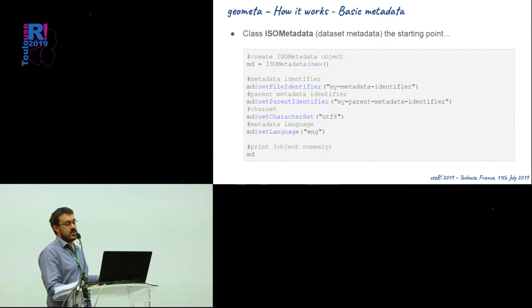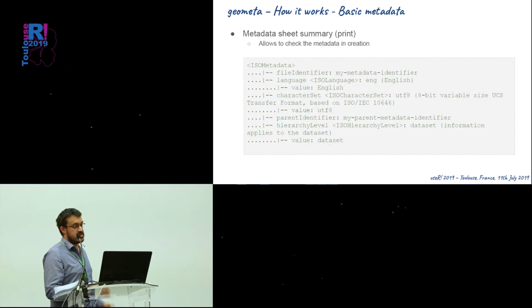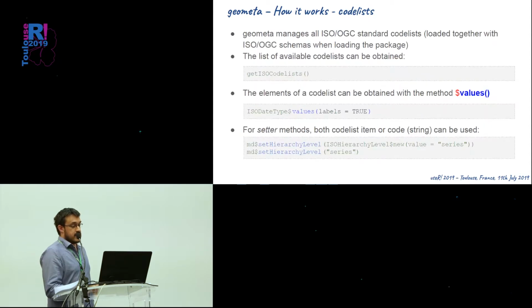So this is the beginning. When you start from scratch, you want to create some metadata for your datasets. So you can create an object, ISO metadata, $new, and then you have a series of methods, plenty of methods, to describe your datasets. We have also added some print methods. So basically, you can have a comprehensive view of what you're producing. So this is a very basic metadata. There is absolutely nothing. So if we check the Inspire validation, we'll get about 0% maybe.